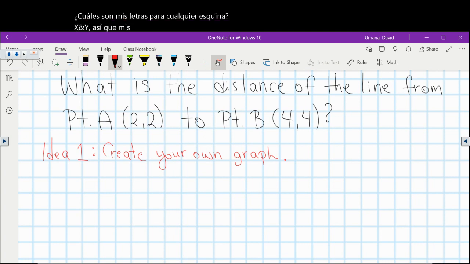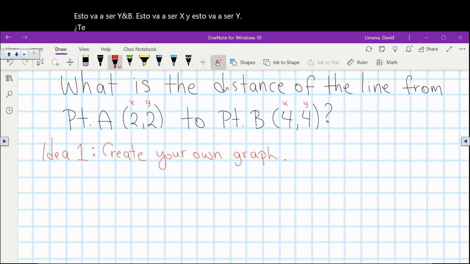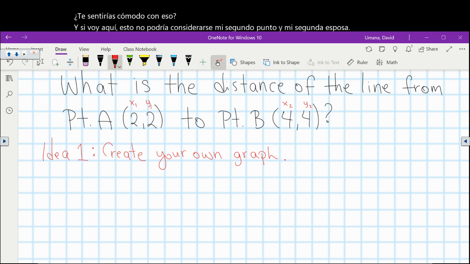So I'm going to say this one is going to be X. This is going to be Y. And B, this is going to be X. And this is going to be Y. Would you be comfortable with the idea that since this is the first point, point A, I can call this my first X and my first Y? And if I go here, this could be now considered my second X point and my second Y point. Comfortable with that idea?